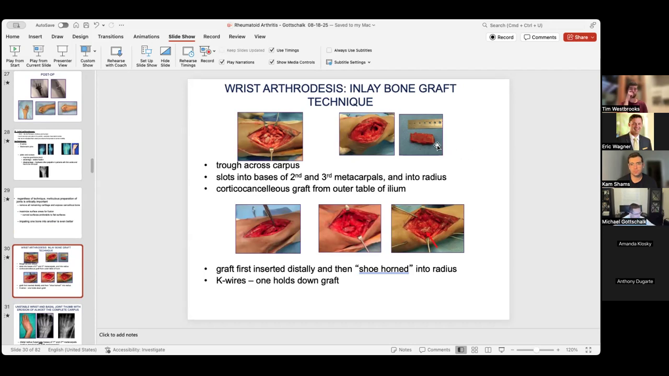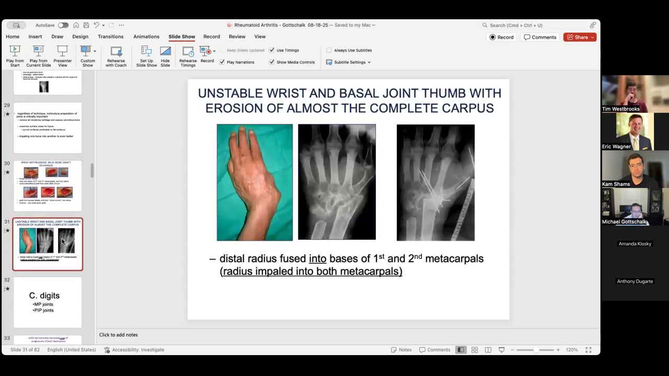Essentially it's fit first distally and then you can kind of shoehorn it in. And this has a nice fix. You can fix it with K wires. You can put a plate on top of it, depending on the patient.